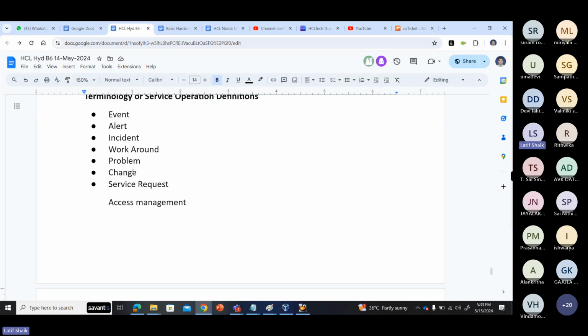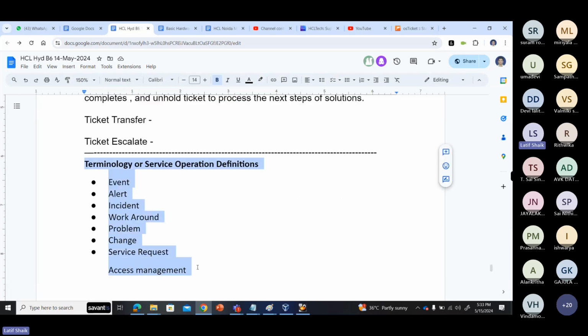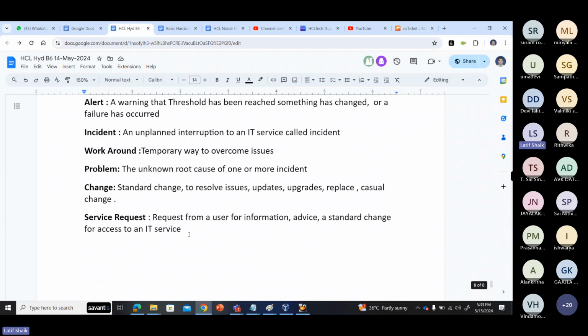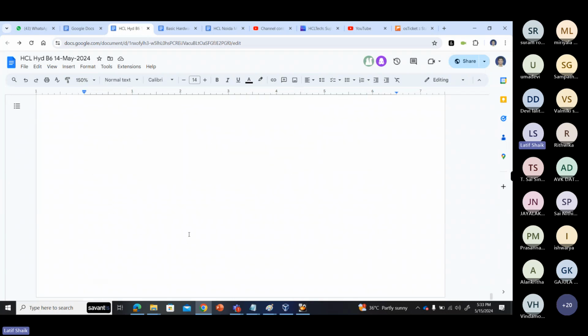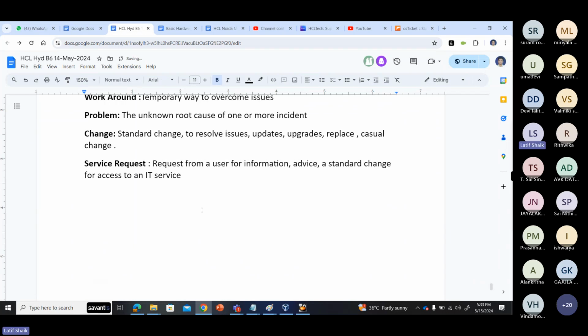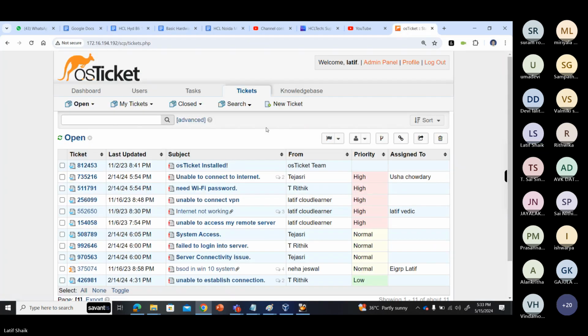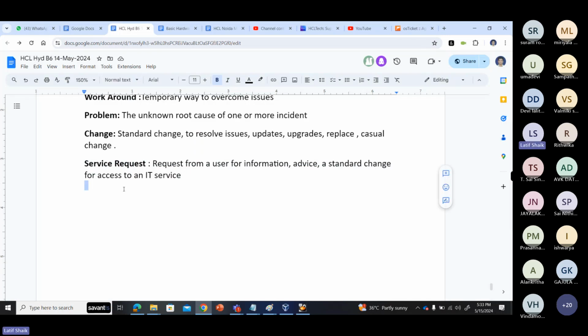So tomorrow we are going to discuss these terminologies, and explanation is also there. I will show a few other things, including how a ticket is raised and generated. I will show that tomorrow. Tomorrow again I will take one more extra half an hour, so it will go to 6 o'clock. This is for now today.